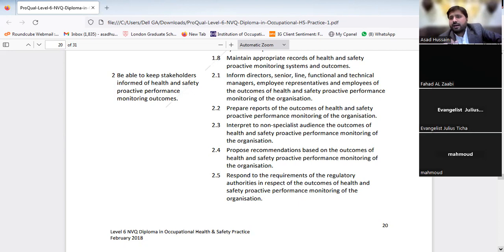So this learning outcome is focusing on the outcomes you are getting from these proactive performance monitoring systems, which you have to share with the stakeholders. Whatever stakeholders are there in your organization, you have to explain.